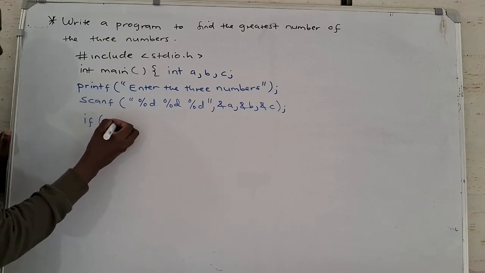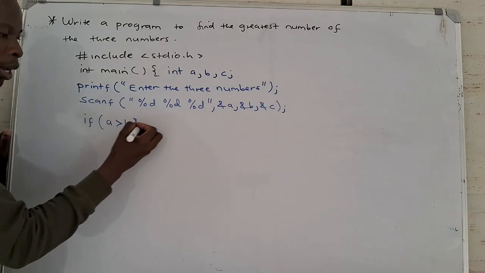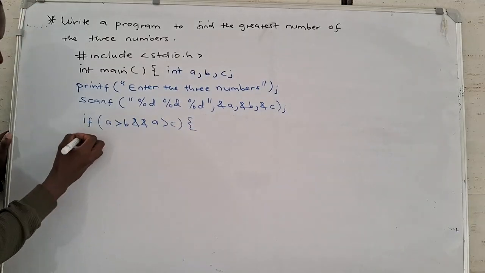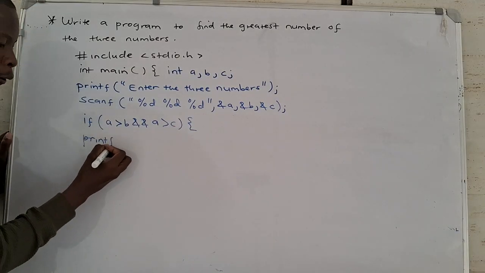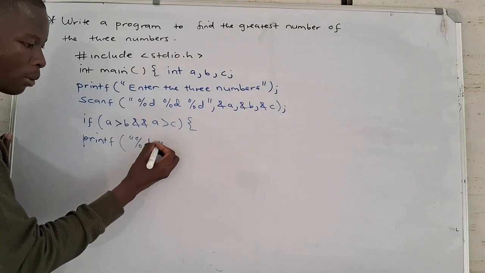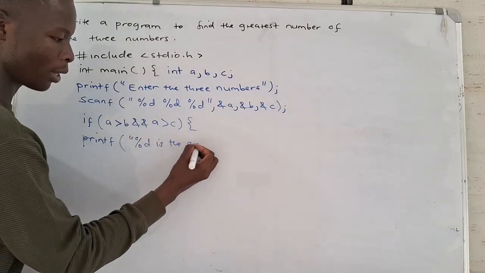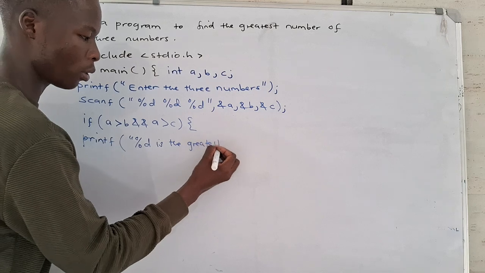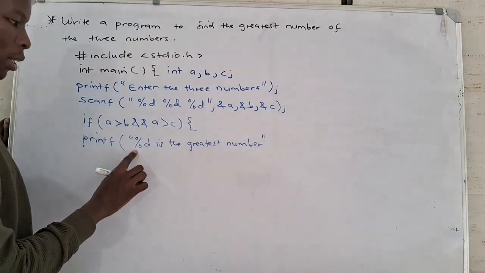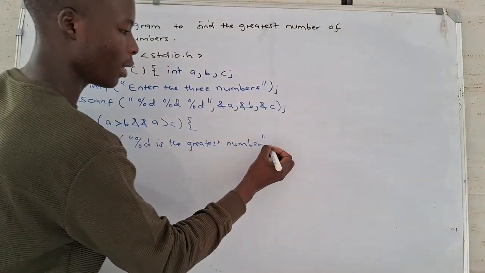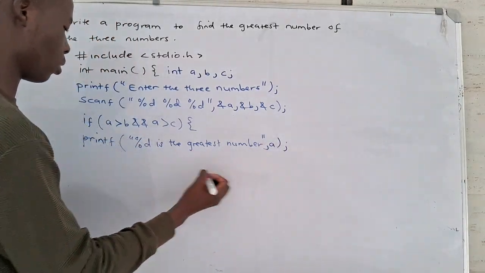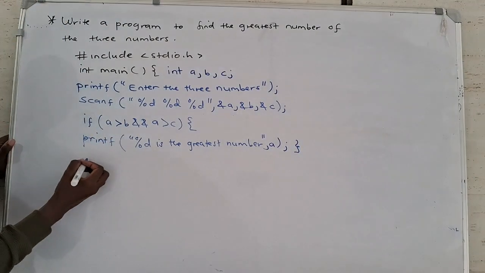If a is greater than b and if a is greater than c, okay, which means what? printf percentage d is the greatest number. What is this percentage d? Is nothing but a. Okay, so this is comma a, semicolon, then you close.